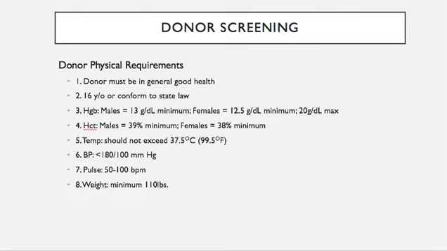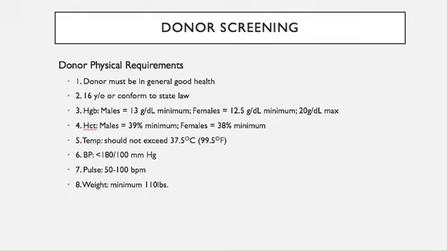If it's a male donor, they have to have a hemoglobin of at least 13 grams per deciliter. Females are a minimum of 12.5 grams per deciliter, not to exceed 20 grams per deciliter in males or females. Hematocrit, minimum of 39% in males. Females, 38% minimum hematocrit. Temperature cannot be more than 37.5 degrees Celsius or 99.5 degrees Fahrenheit. Blood pressure has to be less than 180/100. Pulse has to be between 50 and 100 beats per minute, and the donor has to weigh a minimum of 110 pounds.